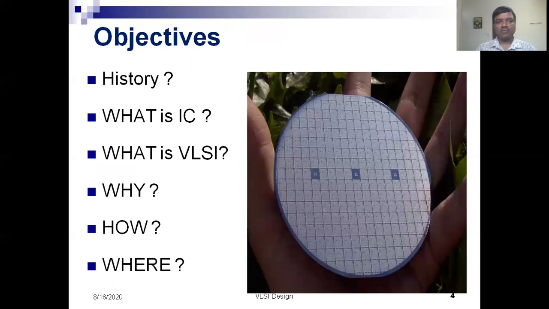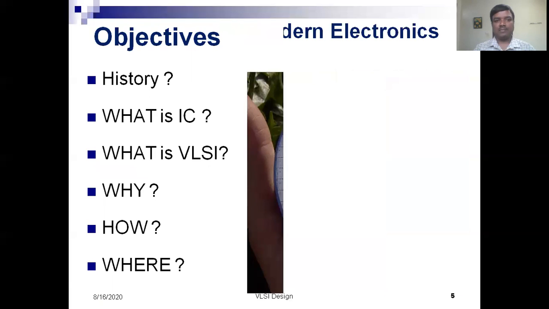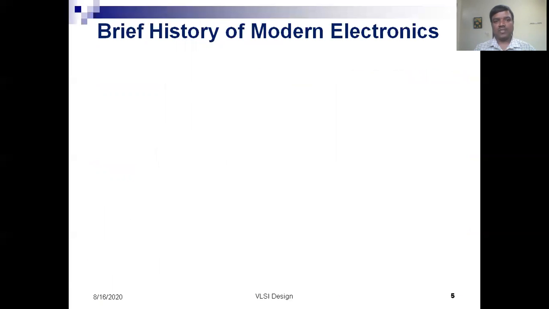Next, we are going to see the design objectives. That is, what is the history, what is the IC, what is VLSI, and how it is achieved. We are going to discuss this. In the next few minutes, we are going to learn a new concept called VLSI technology. So first, the history of the various technologies and how VLSI was introduced. What are the basic technologies before VLSI?